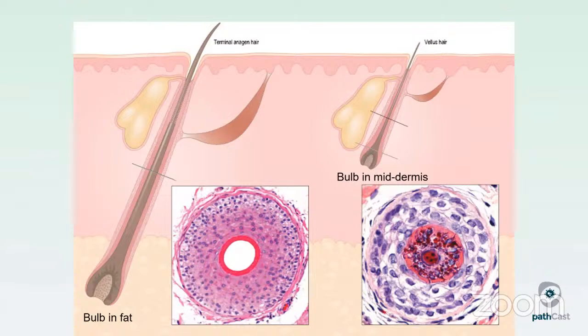The terminal follicles reach the fat and are deeply embedded within it. The vellus hairs and miniaturized follicles are located in the dermis. So note the difference between the relative size of the hair shaft and the inner root sheath in the terminal and vellus hairs. So terminal hair here, we have our hair shaft diameter larger than the diameter of our inner root sheath. And in our small vellus hair rooted in the dermis instead of in the fat and non-pigmented, we have a hair shaft diameter that is smaller than the diameter of our inner root sheath.